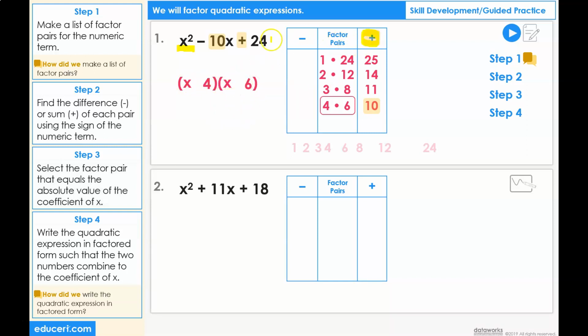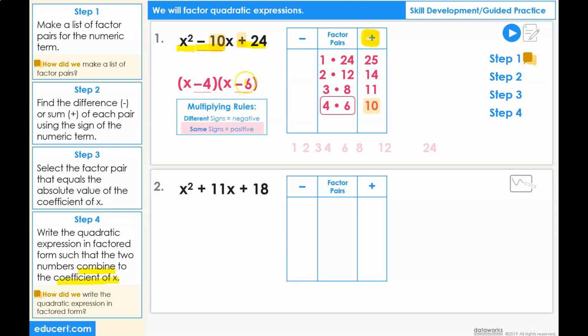Going back to our table with our numeric term being a positive, that means that both signs need to either be positives or both negatives, because we remember the multiplying rule said when you have the same sign, you get a positive answer. We also know that these two numbers need to combine to the coefficient of x. Now we look at the complete negative 10. If these were both positive, we could not add 4 and 6 and get negative 10. But if they're both negative, now we can.